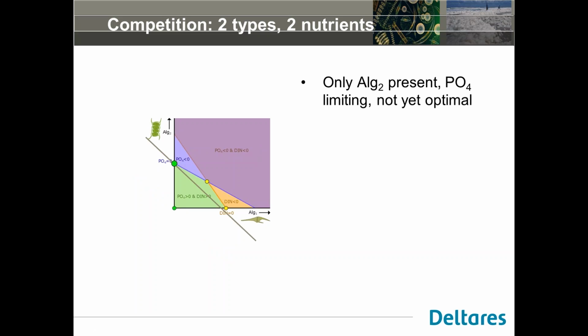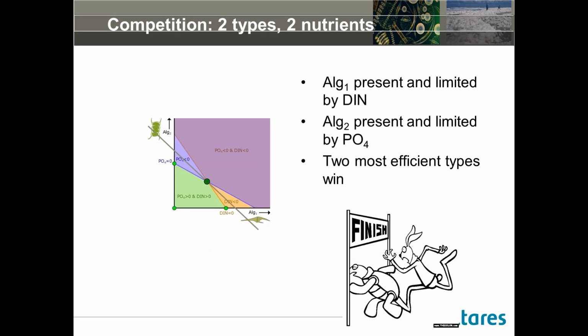We start our competition and we first find a point in which algal 2 is present and it's limited by phosphate, but this is not the optimum yet. There's another point to consider with only algal 1 present, nitrogen limitation, but this one also isn't optimal. And this point over here is the optimum. We now find that algal 1 is present and it's limited by nitrogen. Algal 2 is present and it's limited by phosphate, and so the two most efficient types win.